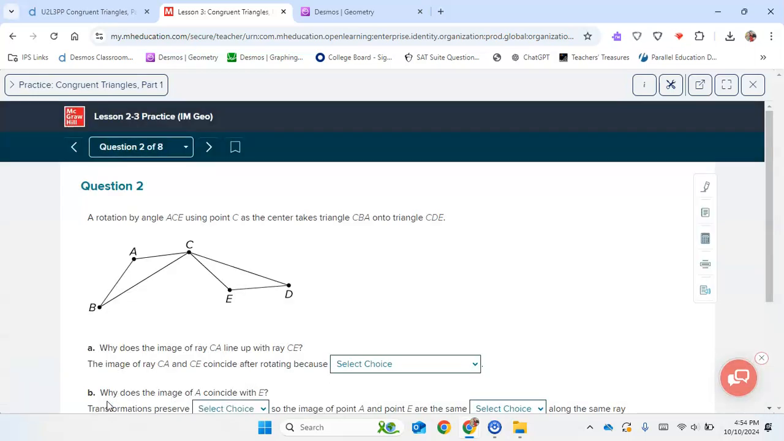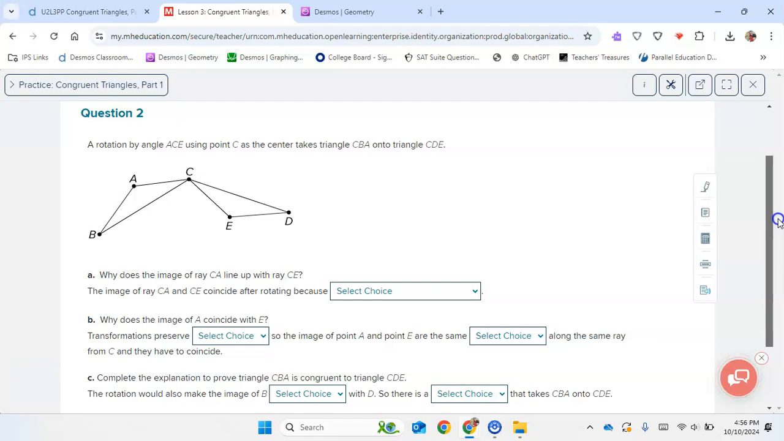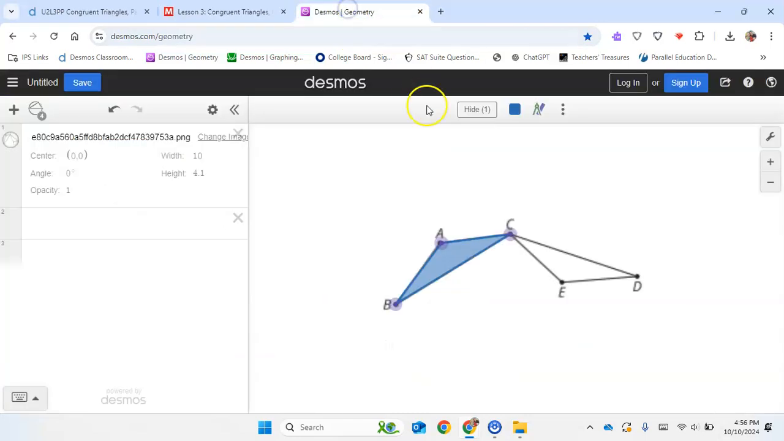Question 2. A rotation by angle ACE using point C as the center takes triangle CBA onto triangle CDE. Why does the image of ray CA line up with ray CE? The image of ray CA and CE coincide after rotating because we rotate about center C by angle ACE.